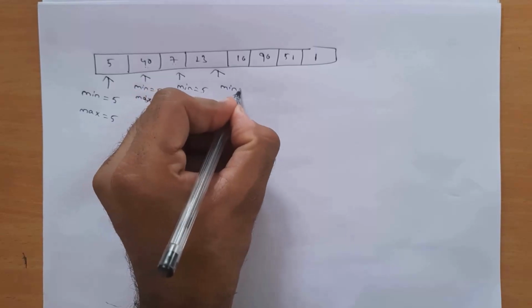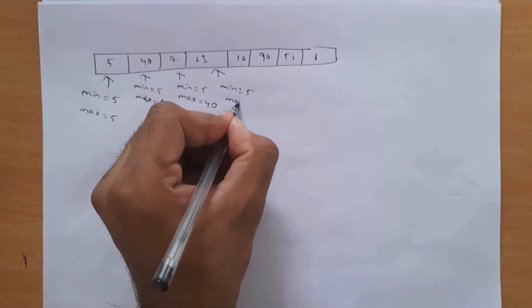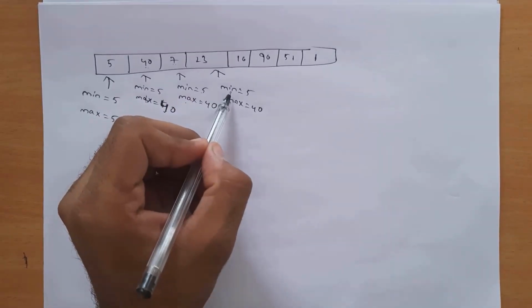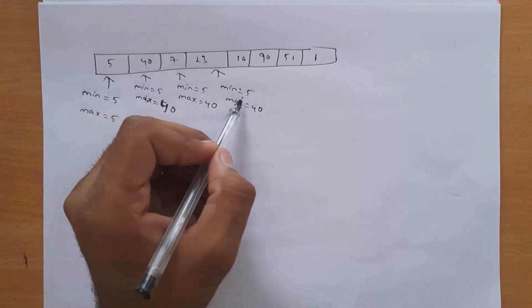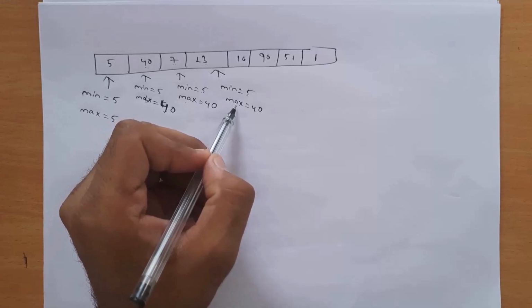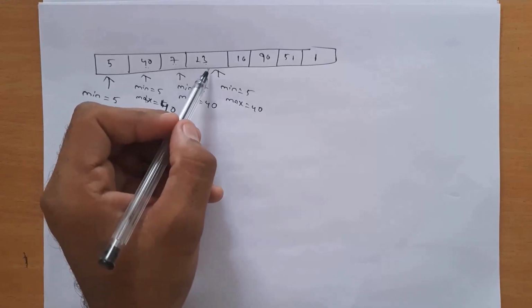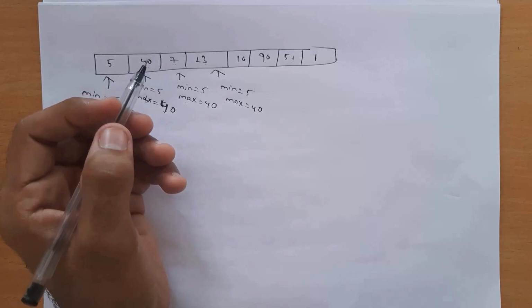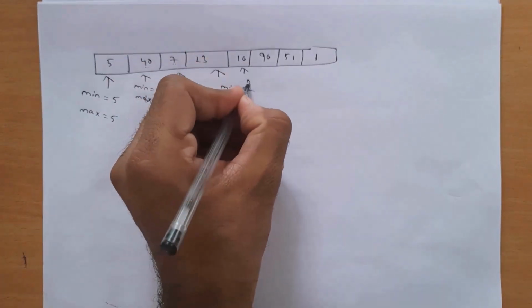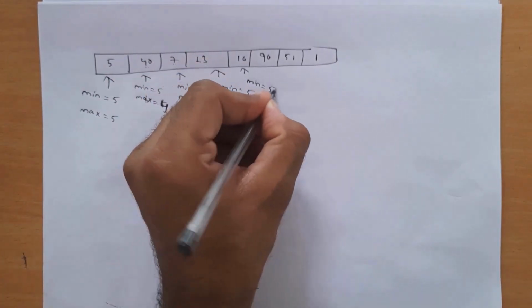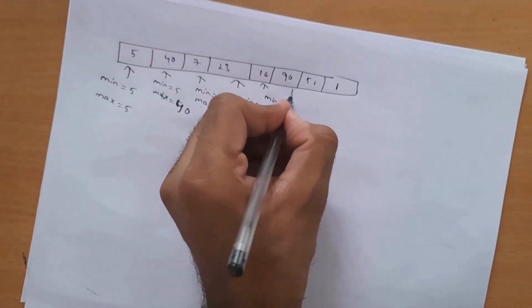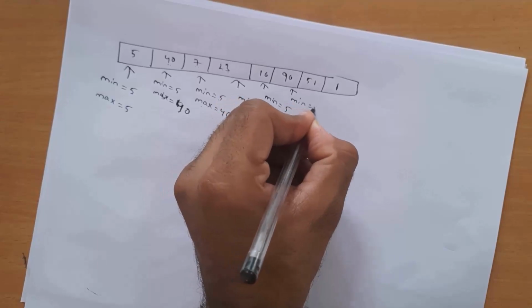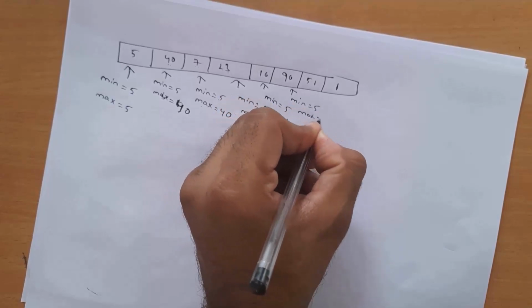Here minimum element is 5 and maximum element is 40. Minimum is the smallest element. When compared to 23, 5 is smaller, so keep 5 as it is. Maximum means highest element. When compared to 23, this 40 is highest, so keep it as it is and go to the next step. This is also the same. Minimum element is 5 and maximum element is 40. Again go to the next step. Minimum element is 5 and maximum element is 40.